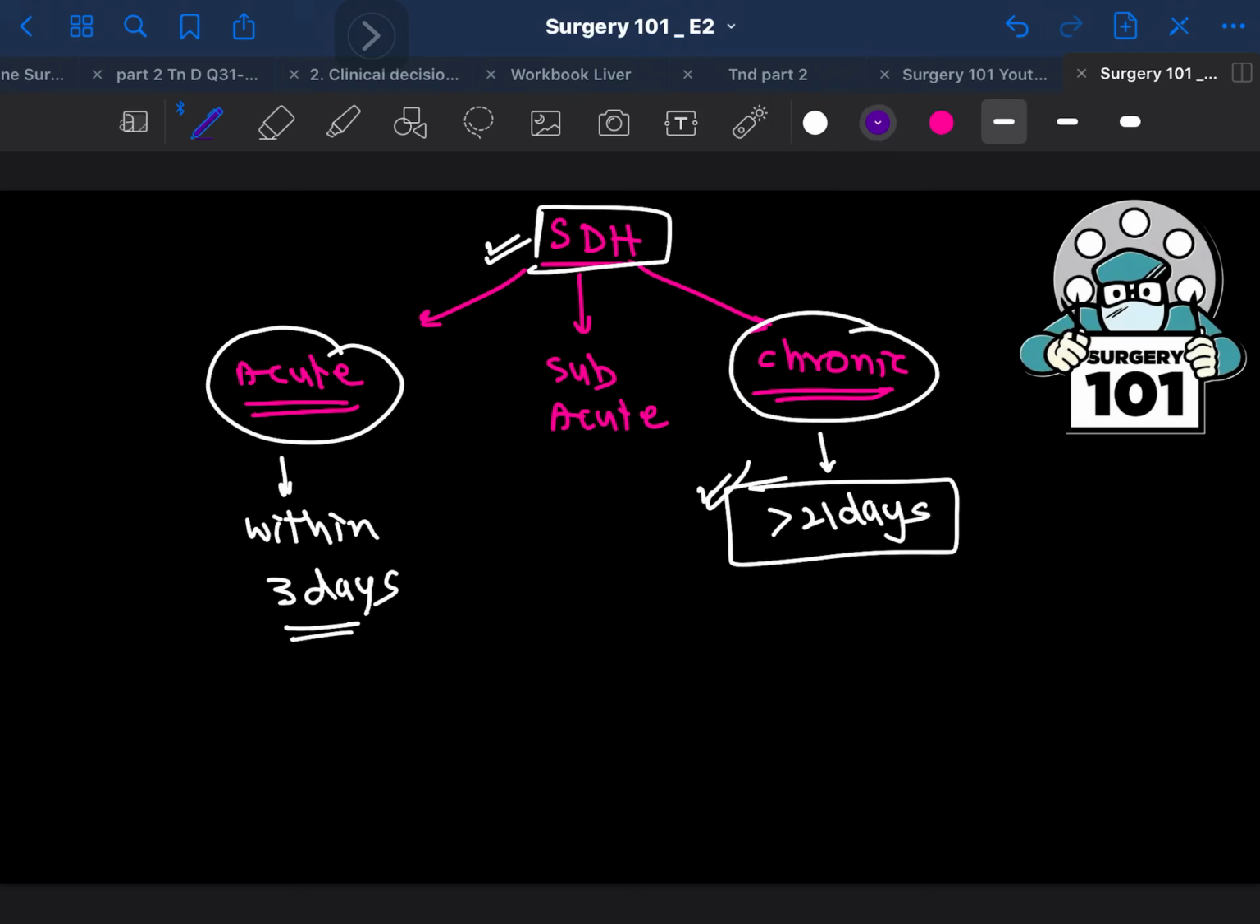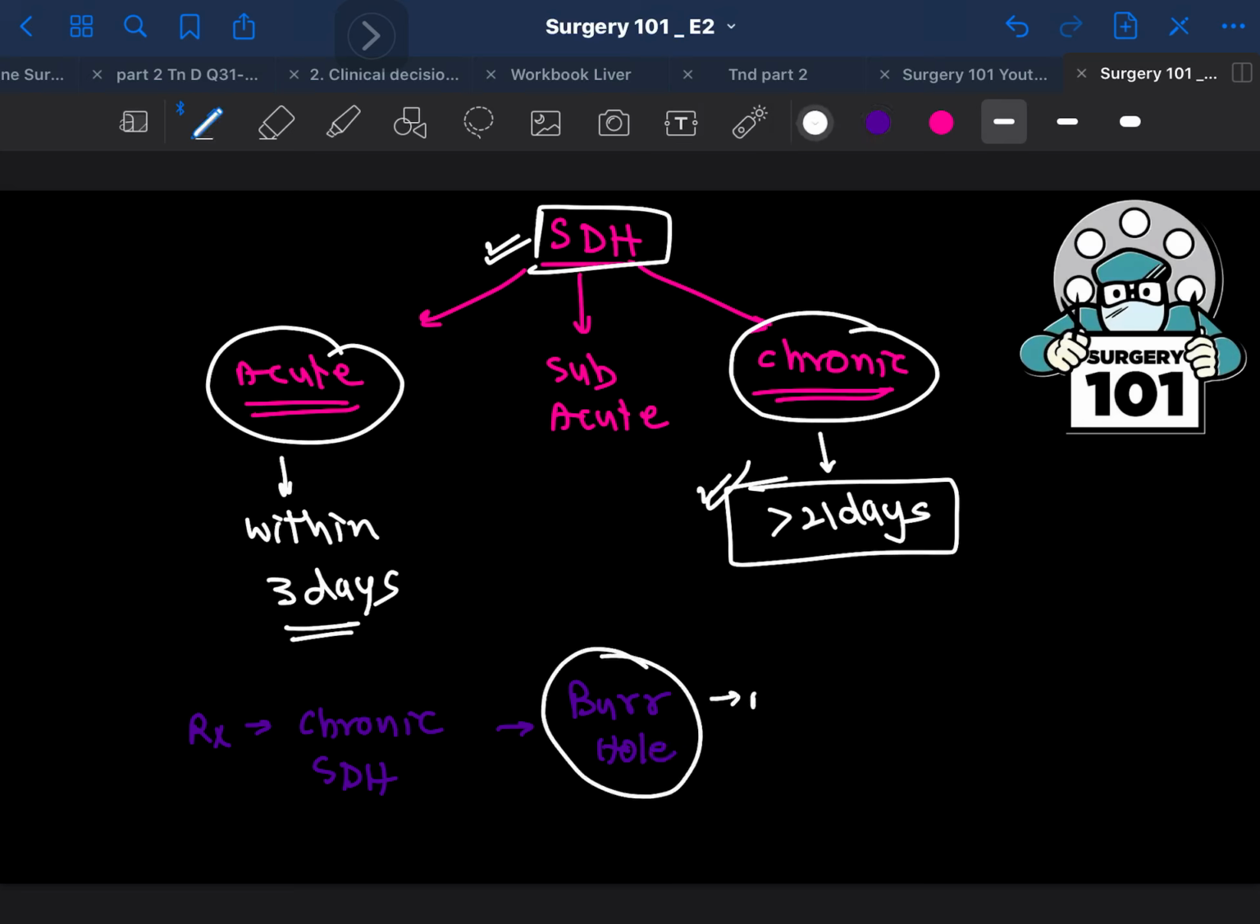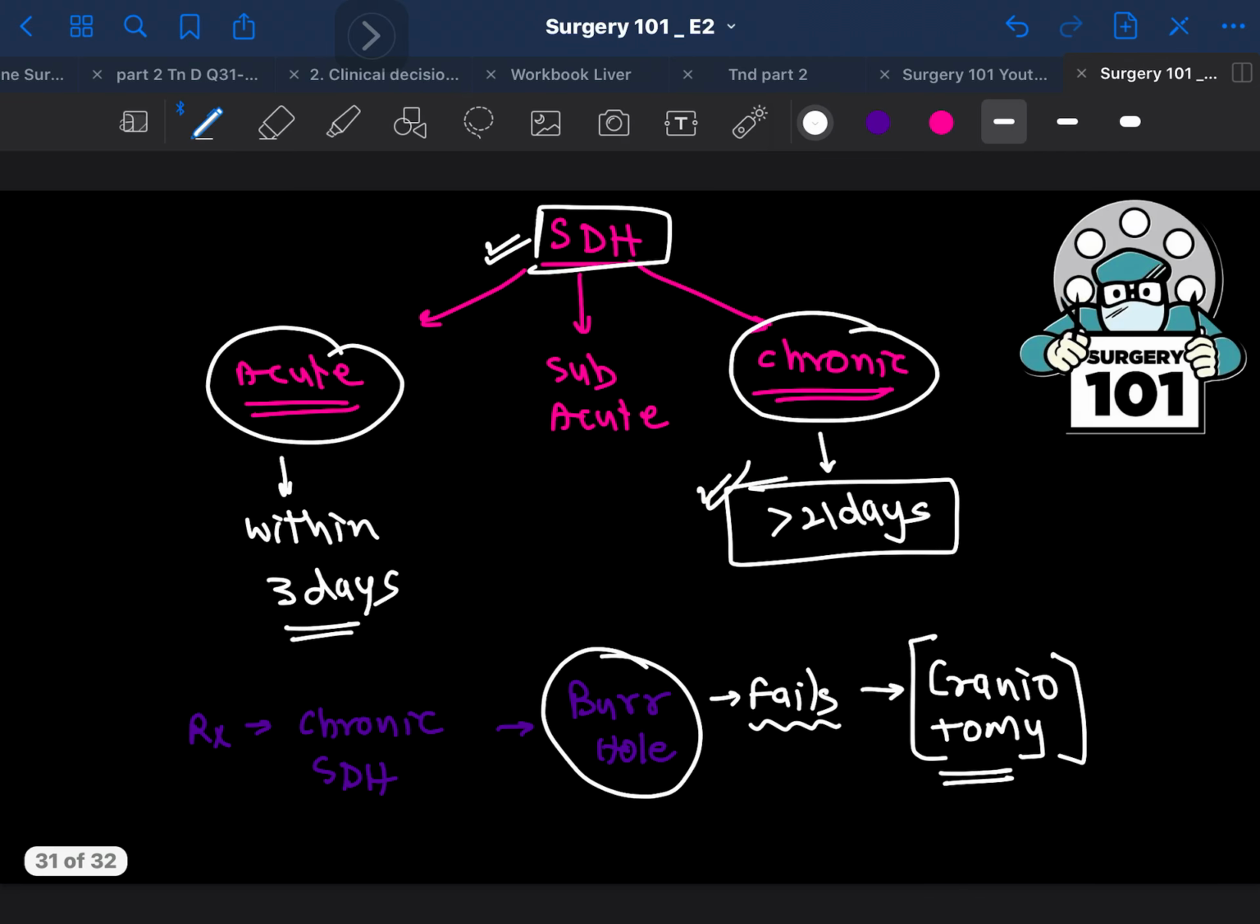Now, lastly, let's talk about the treatment for the chronic SDH. Usually it can be managed with a burr hole. But what you need to understand is, if it fails, then you can go in for a craniotomy. If it fails, then you have to go in for a craniotomy. Do you understand this particular point?